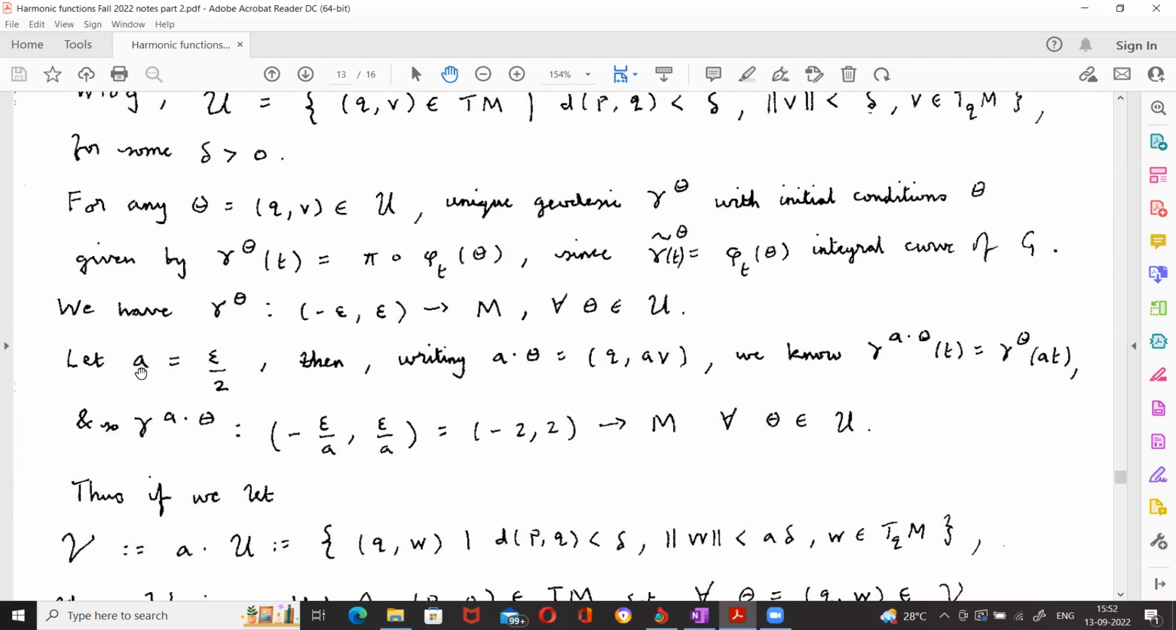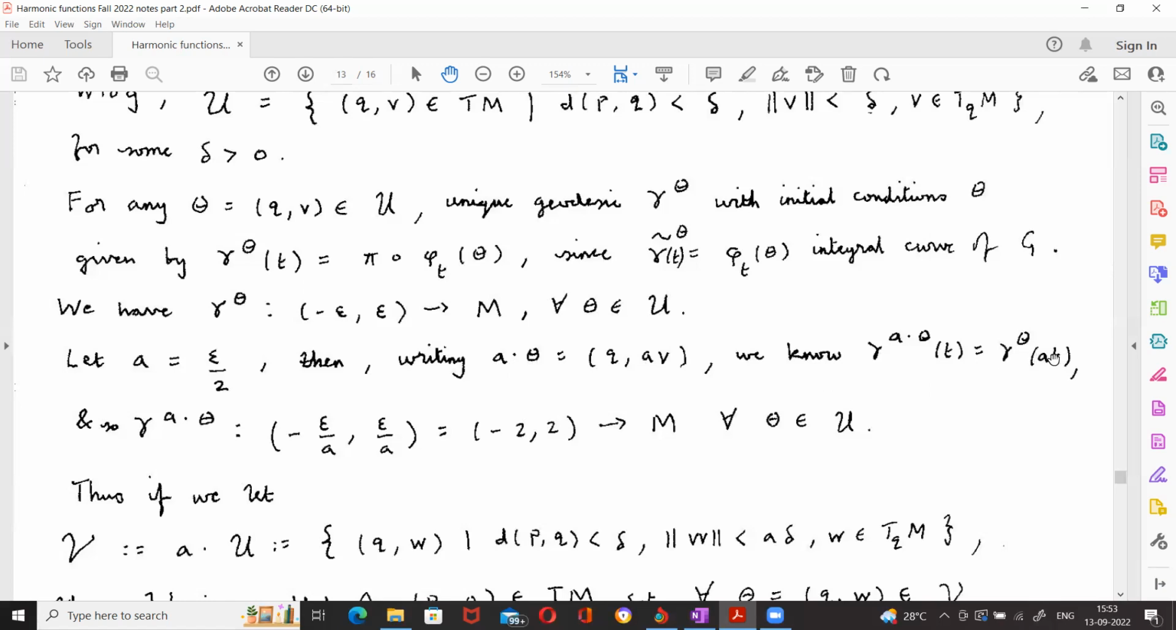So now let A be epsilon by 2. If we write A dot theta to be, so theta was q comma v, A dot theta to be q comma av, then the geodesic with initial conditions A dot theta, that is with initial conditions q comma av, as we've seen above, is just going to be gamma theta of At.